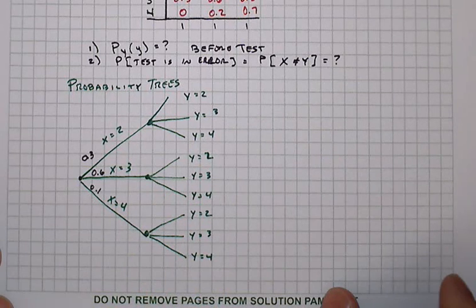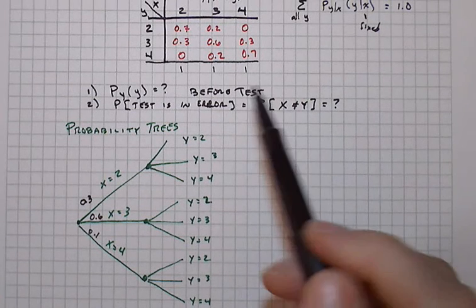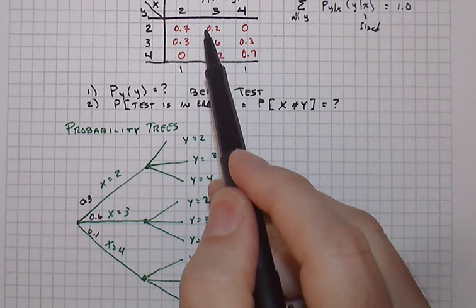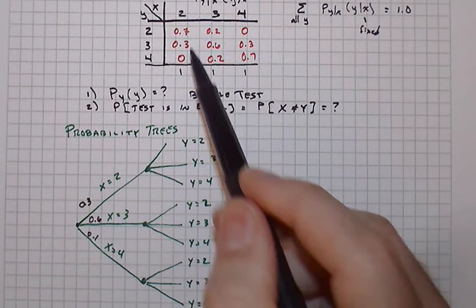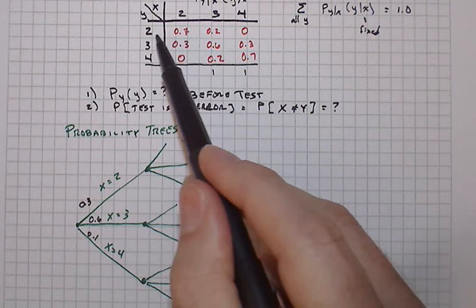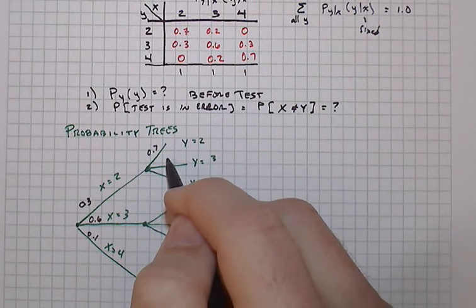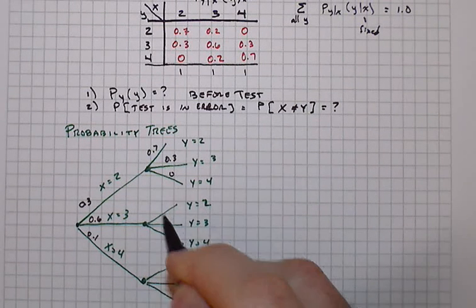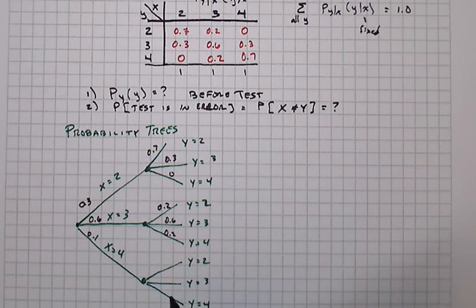But I'm going to slide this back up so we can see this table, because this will also illustrate the notion of this conditional information that was given to us before. And that is that given that x is equal to 2, the odds that we have an observed test of 2, 3, or 4 are given to us in this table. So there's our 0.7, 0.3, and then 0. And then likewise 0.2, 0.6, 0.2, and then down below we have, given that x is equal to 4, we have 0, 0.3, and 0.7.